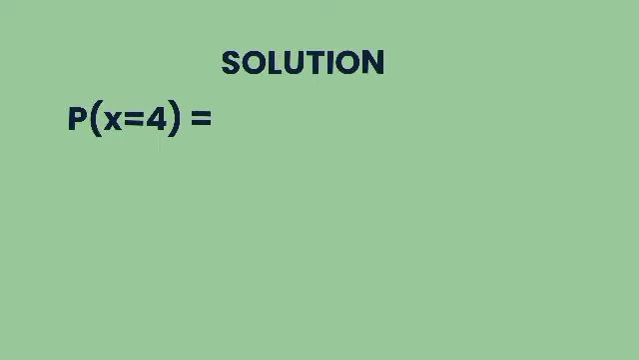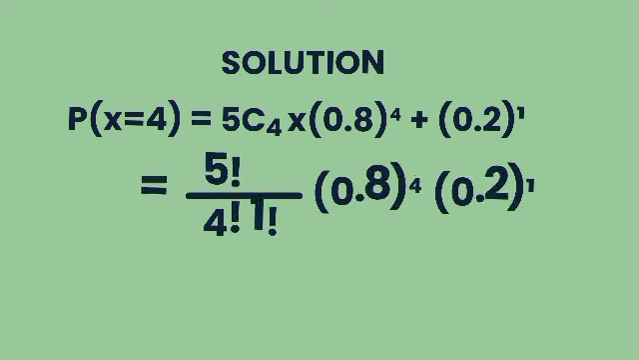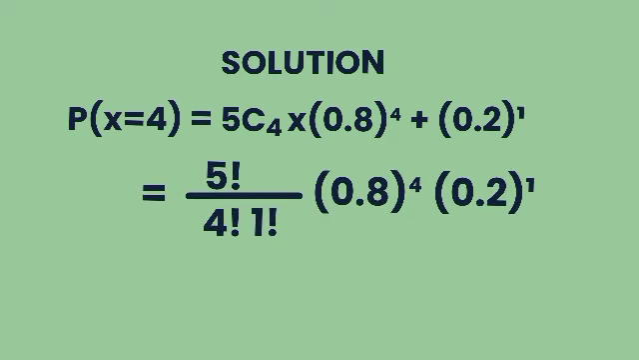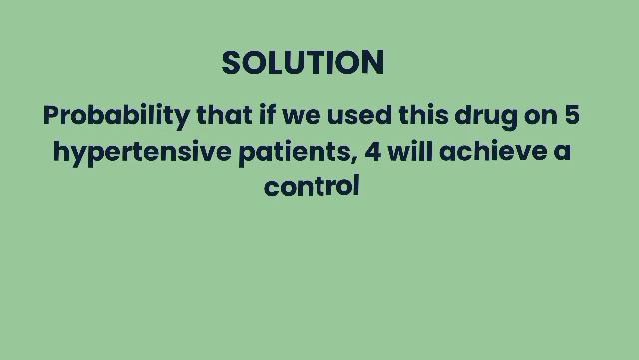So the probability of X equal to 4 is equal to 5 combination 4 times 0.8 raised to power 4 times 0.2 raised to power 1. So this will give us probability of X equals to 4 as 0.41. So the probability that if we use this drug on 5 hypertensive patients, 4 of them will achieve control is equal to 0.41.